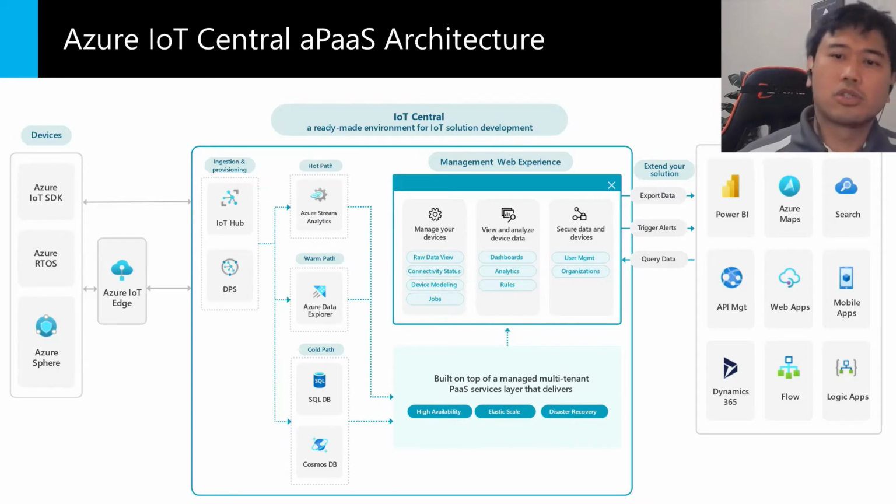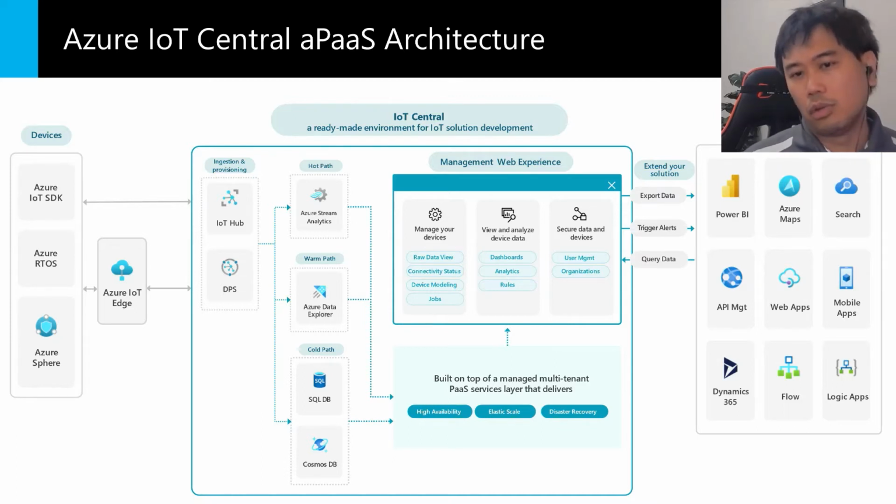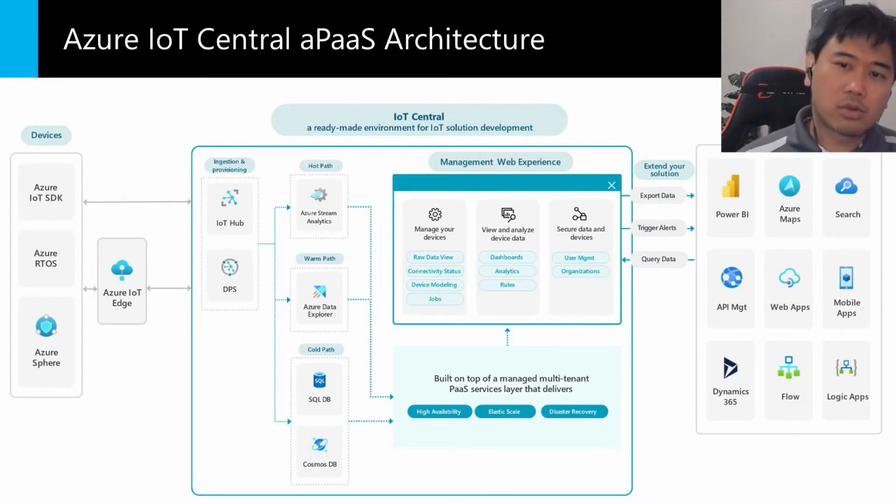So you can export it to Power BI, Azure Maps, Search, web apps, and you can also trigger alerts through Microsoft Flow or Logic Apps. Or it has a REST API capability where you can control the IoT Central system and send data to that device, or you can query the status of each one of these devices or the management of it.